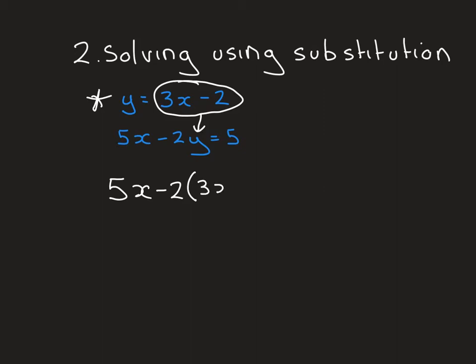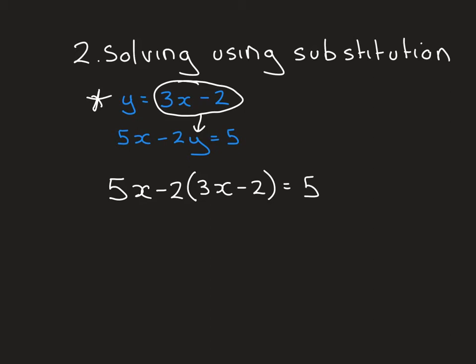times 3x take 2. Okay, so we have to put that whole lot in brackets, because remember 2y is like saying 2 times the whole y. And in this case, we've been told that the y is equal to 3x take 2. Okay, and don't forget the equals 5 on the end. Now we can see from this equation now that we only have x's in this equation. So what we can do is solve the equation to find out what our x value, or the x coordinate of the point where those two lines meet, is.